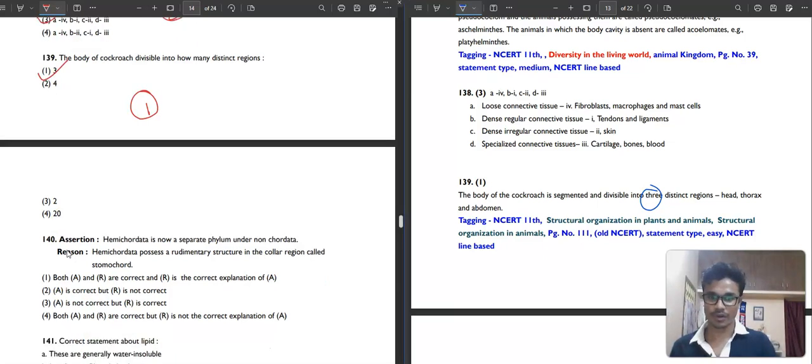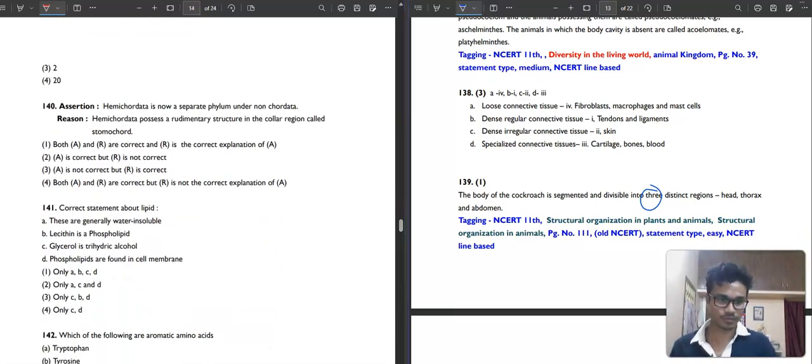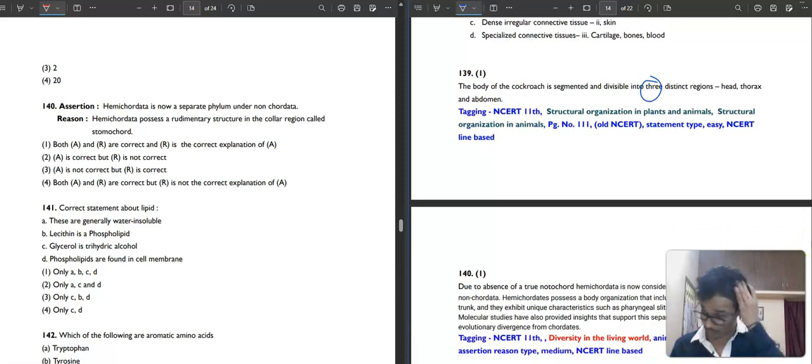Then question number 140. It is saying that Hemichordata is now a separate phylum under non-chordata. Then it is saying that Hemichordata possesses a rudimentary structure in the collar region called stomochord. Both the statements are correct. Hemichordata is now a separate phylum under non-chordata because Hemichordata possesses a rudimentary structure in the collar region called stomochord. So both assertion and reason are correct and the reason is the correct explanation of the assertion.